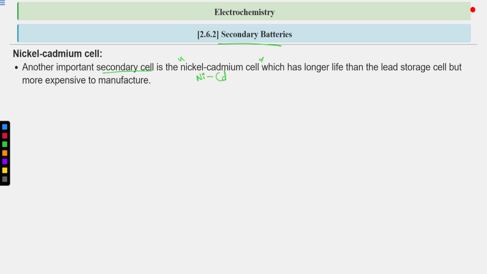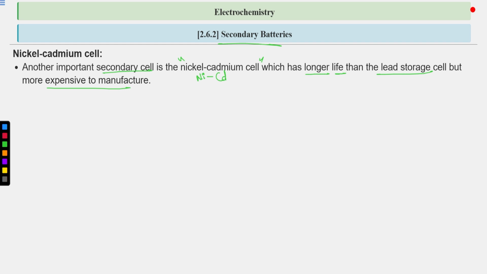The NiCd cell has a longer life than the lead storage cell, but is more expensive to manufacture. Now you can understand that the quality is good for the nickel cadmium cell because it has a longer life, which we want from batteries. Why do we need a battery? Because we want to store the charge somewhere, to preserve its energy so that we can further use it in the future to convert the chemical energy to electrical energy. Right, this was the main focus.